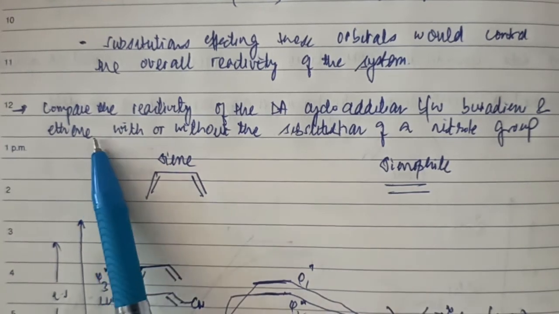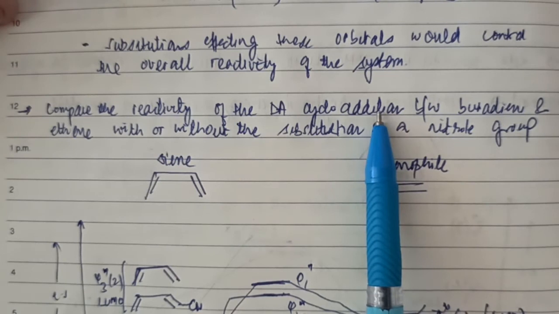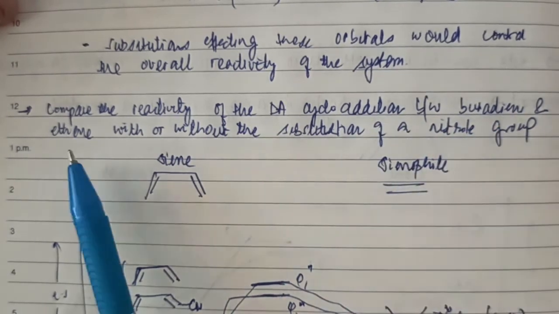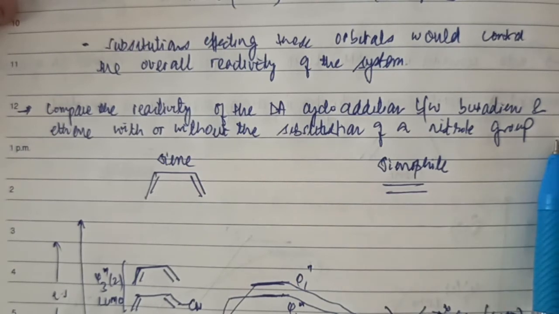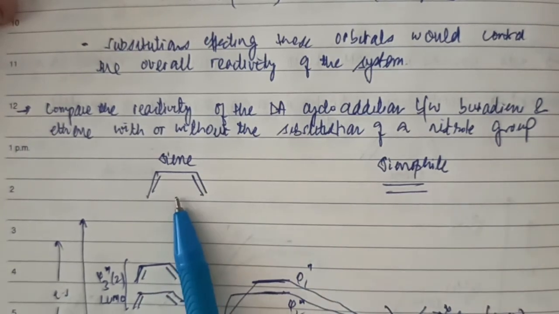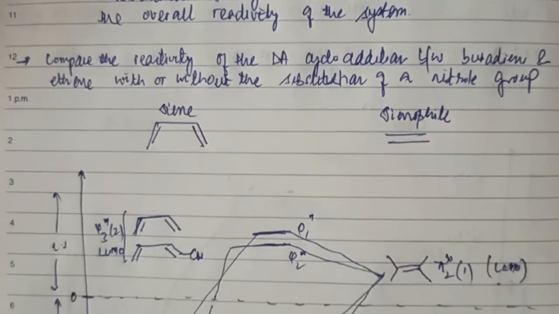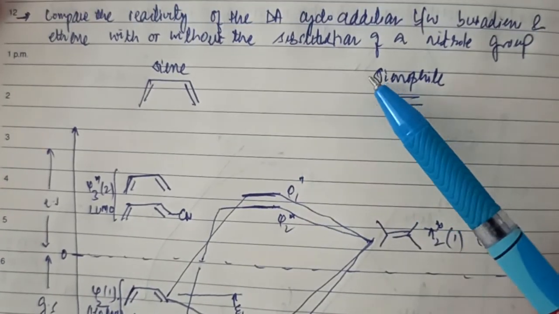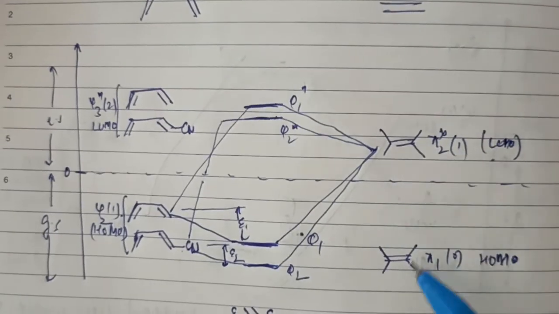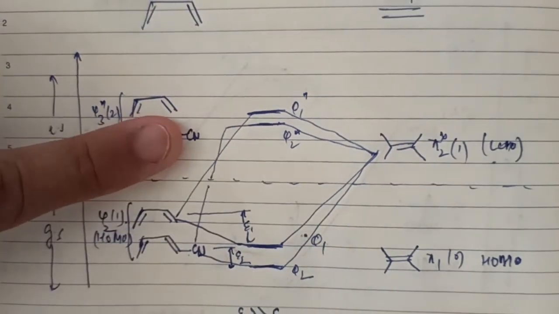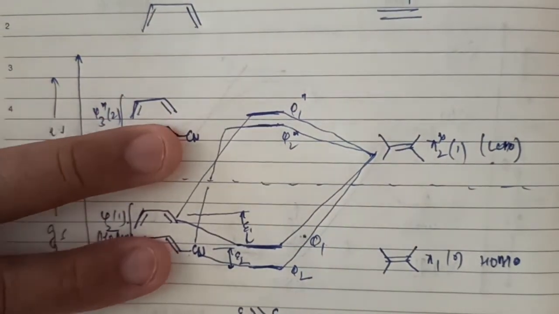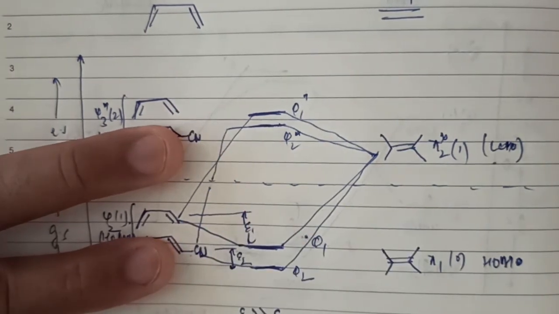Let's take an example where we compare the reactivity of a Diels-Alder cycloaddition reaction between a butadiene and an ethene with or without the substitution of a nitrile group, a cyano group. So I have two reactants, a diene and a dienophile. Since I'm doing nothing on the dienophile, I'm writing just two molecular orbitals for it. Forget about this orbital and this orbital for a moment. Let's say I have these two orbitals only, for a diene and a dienophile.